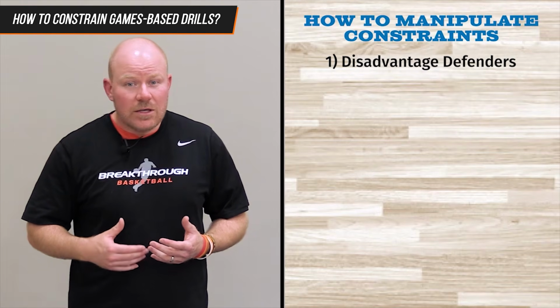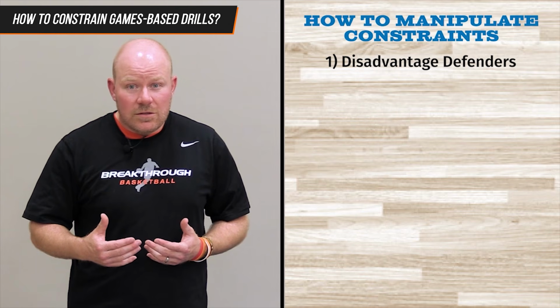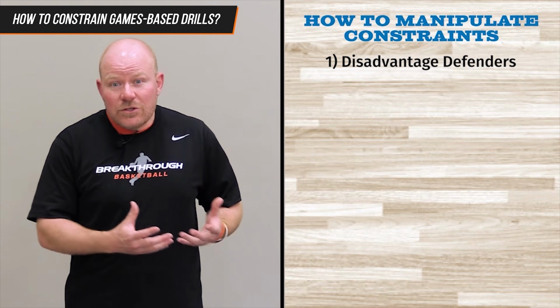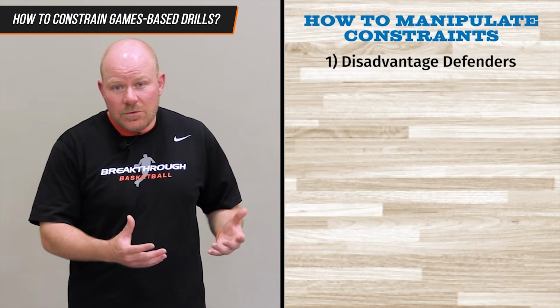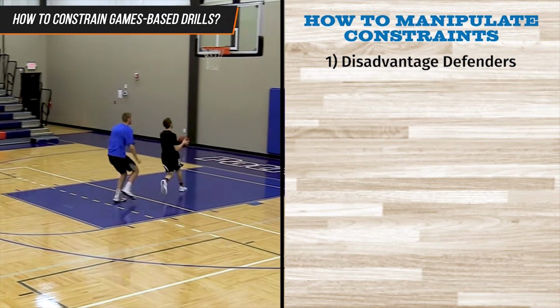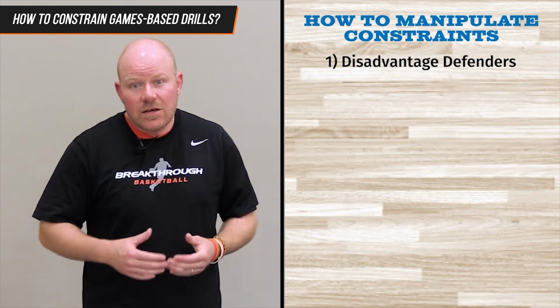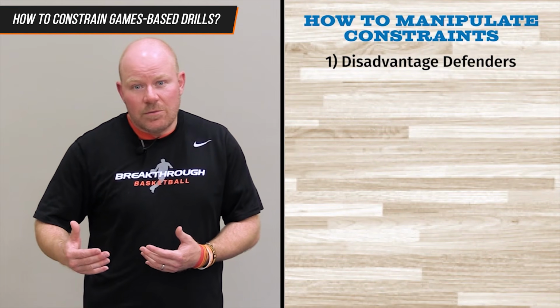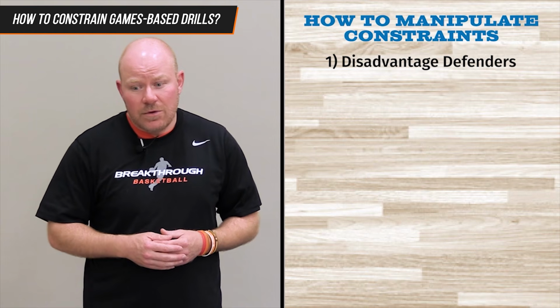The first example of a constraint that you'll see in this DVD is simply to increase the challenge for the offense, we add defenders. We may start with a disadvantaged defender, and you'll see some different ways that we do that. Some of the time the defender will start in a chair. They'll have to stand up before they're allowed to play defense to give the offense a 1 or a 2-step advantage in whatever the finishing drill might be.